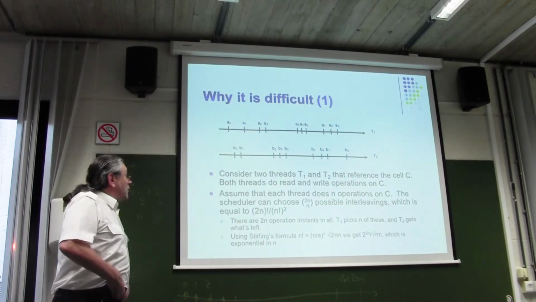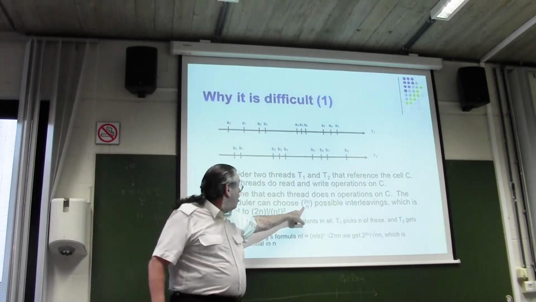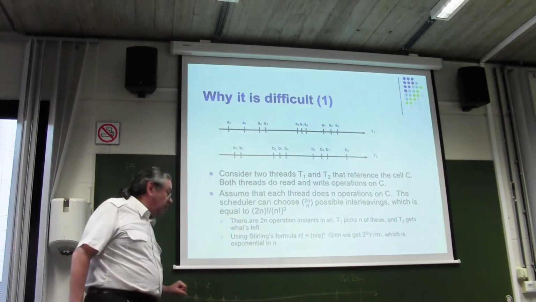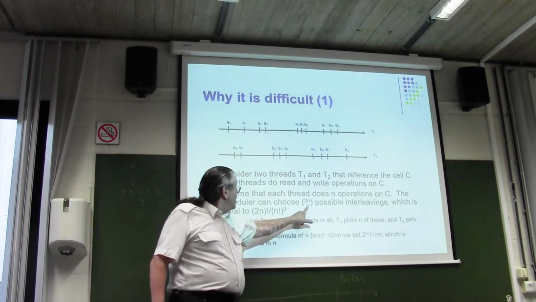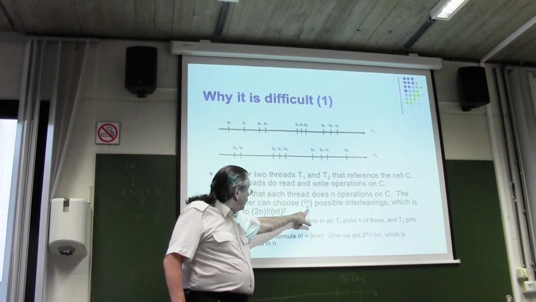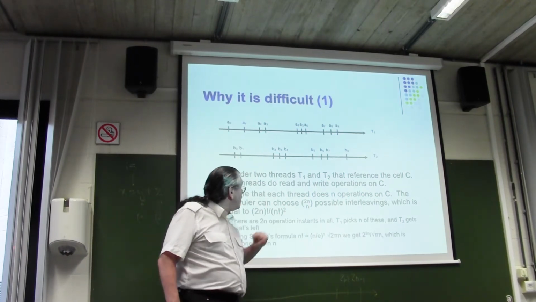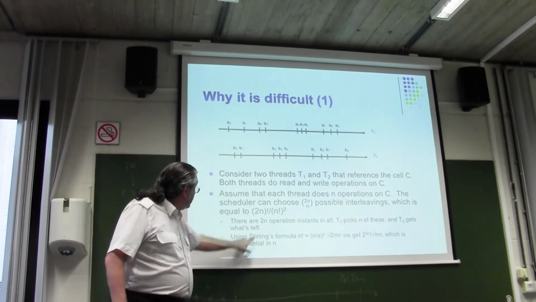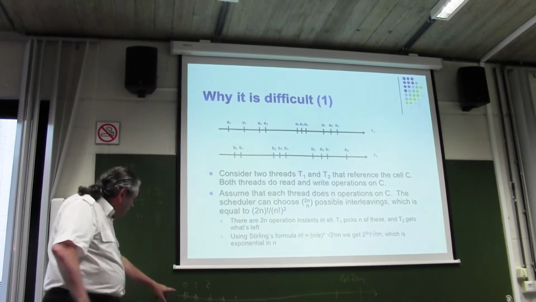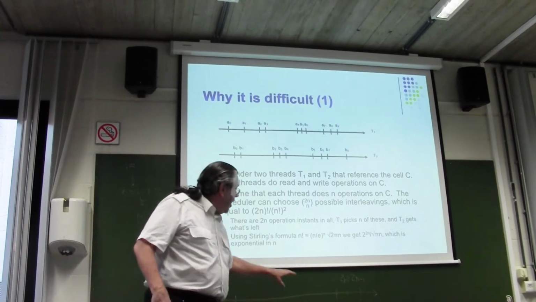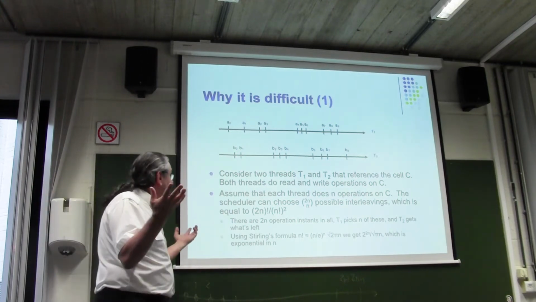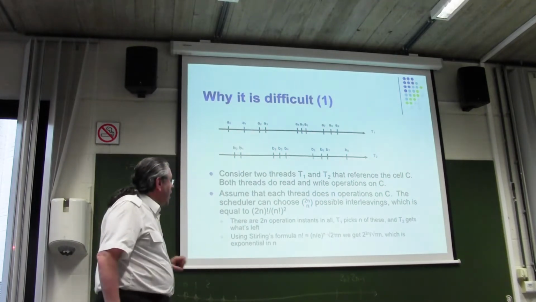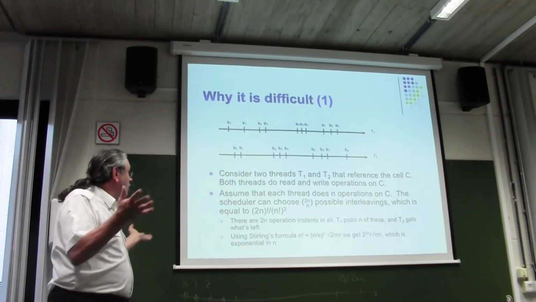So that's combinatorics. If you remember from combinatorics, choosing n slots out of 2n, where the order of the slots does not matter, just which slots you have, is 2n choose n. N objects chosen out of 2n. And you can compute this is 2n factorial divided by n factorial squared. And once you choose the n slots for T1, there's no more choice, okay? There are 2n operation instances in all. T1 picks n of them, and T2 gets the rest, which is also n.